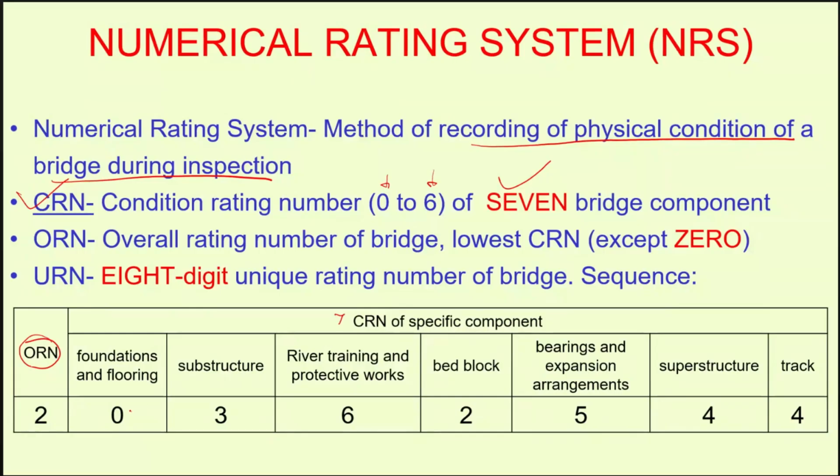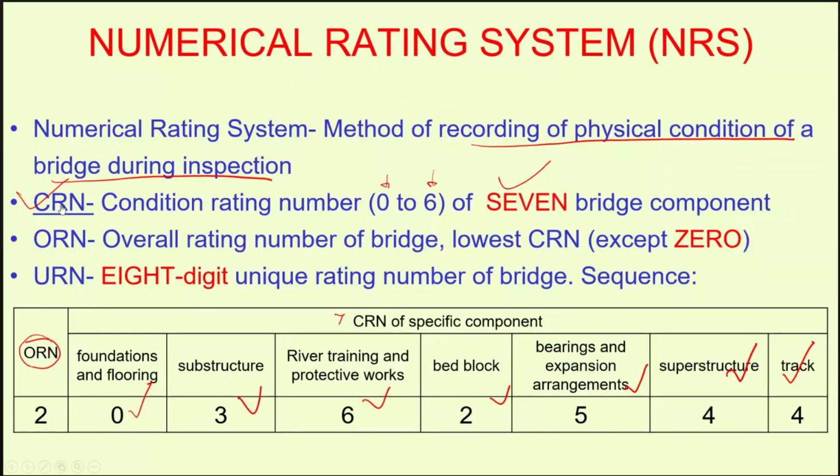In that, the first item is foundation and flooring, then substructure, then river training work, then bed block, then expansion arrangement, then substructure, superstructure and track. So all these are there, and these components will be inspected individually during the same inspection, and accordingly this URN or ORN, the CRN will be defined.